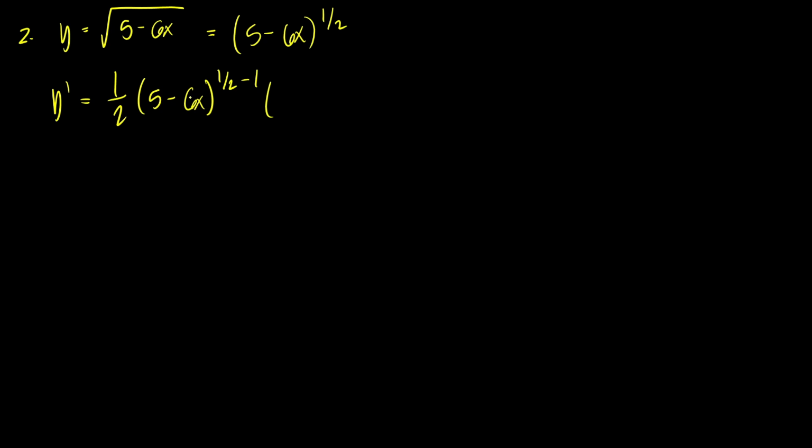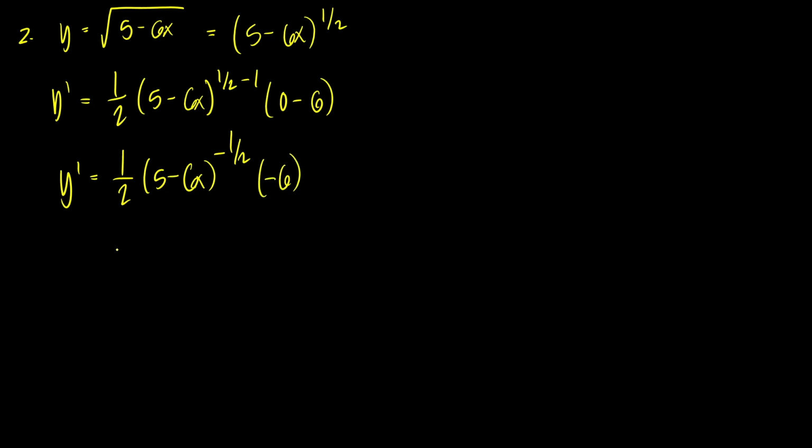We have 5, which is 0, minus 6. The derivative of 6x is just 6. So we have this one: 1/2, then 5 minus 6x, then raised to negative 1/2, and then negative 6. Okay, so here we have to simplify this further.